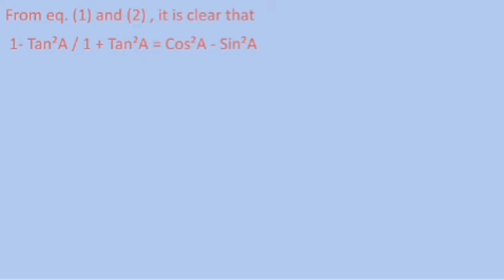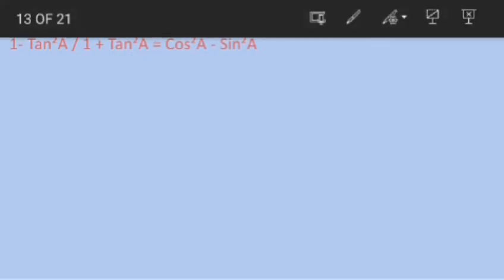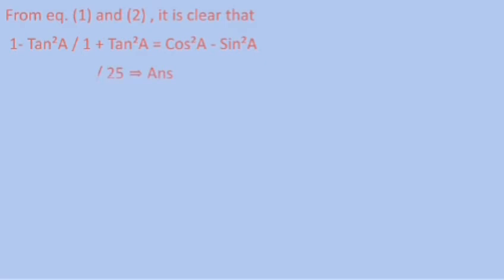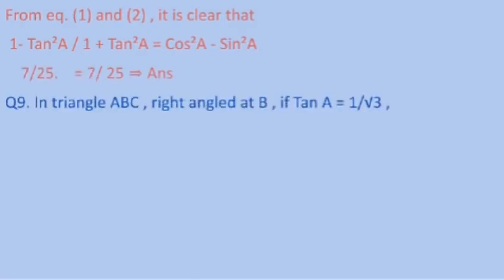According to the question, we needed to prove that the value of (1 minus tan square A) upon (1 plus tan square A) equals cos square A minus sin square A, and we have proved that both the values are the same. Therefore, yes, it is equal. Therefore, the thing that we need to prove is complete. Now moving to the next question, class.